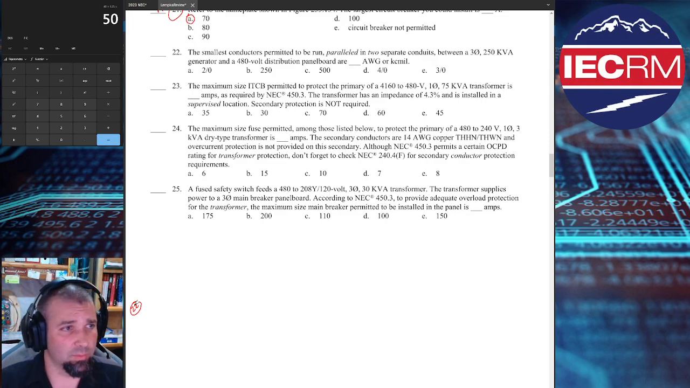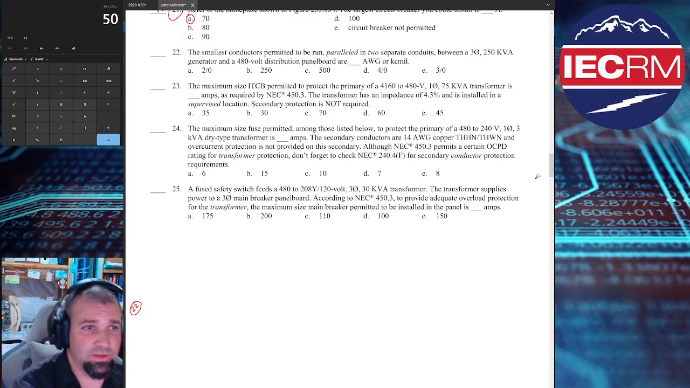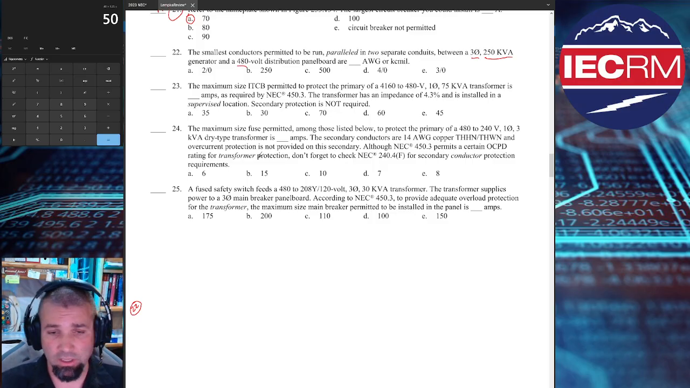It's been a little bit since we talked about generators, but let's talk generators real quick. 22 says the smallest conductors permitted to be run paralleled in 2 separate conduits between a 3-phase 250 kVA generator and a 480 volt distribution panel board are what gauge or kcmil?